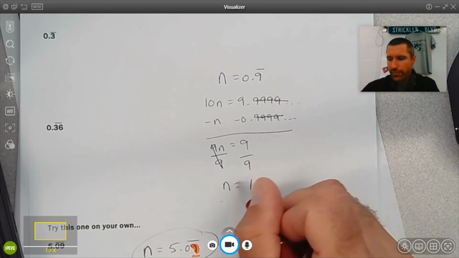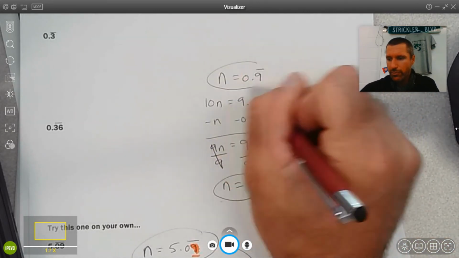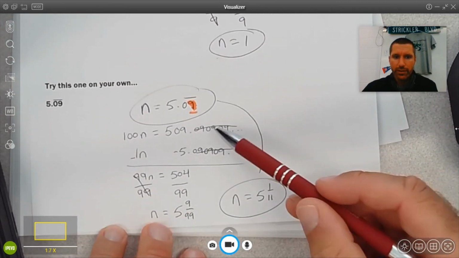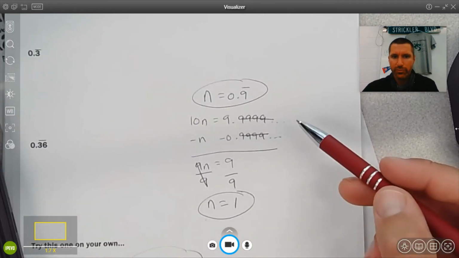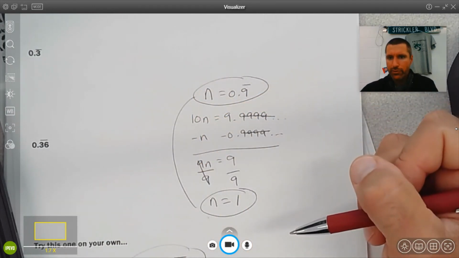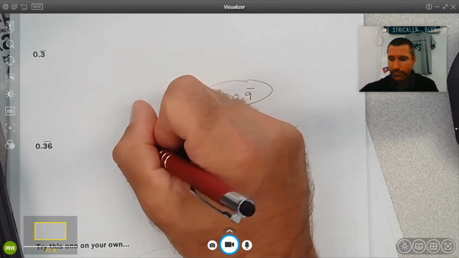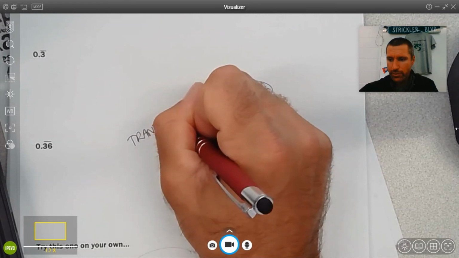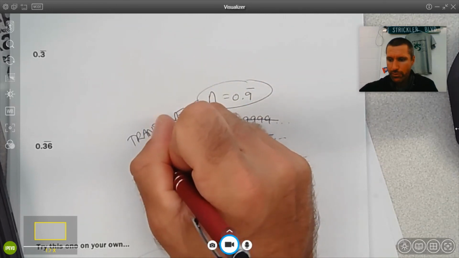If n equals 1 and n equals 0.9 repeating, by the same logic that we proved that the repeating decimal is a fraction, we've just proven that 0.9 repeating is equal to 1 through the transitive property. Transitive property is something you want to know about.